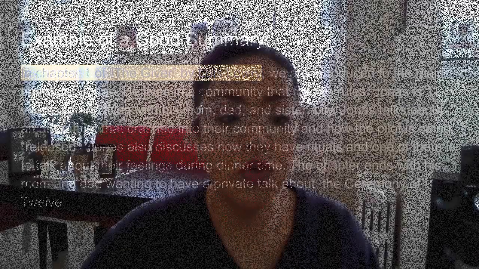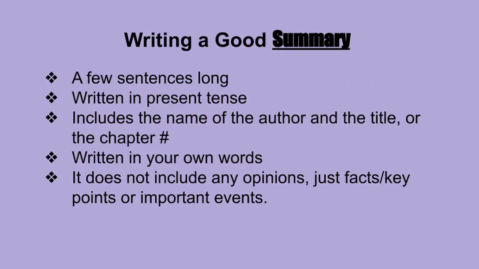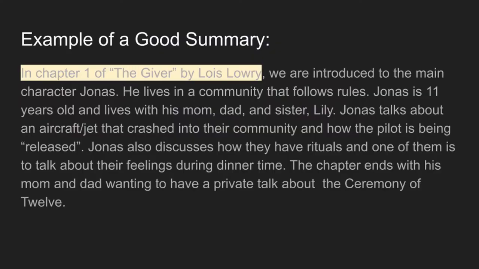Now, going back to the points for making a good summary, it should be a few sentences long. It should be written in present tense. It should include the name of the author and the title and/or the chapter number. It should be written in your own words and does not include any opinions, just facts, key points, or important events. We see that in this example, the very first line starts out giving us the name of the text, the author, and then the chapter as well.